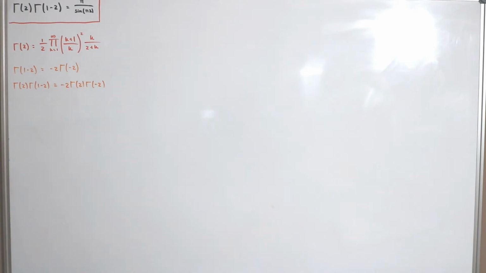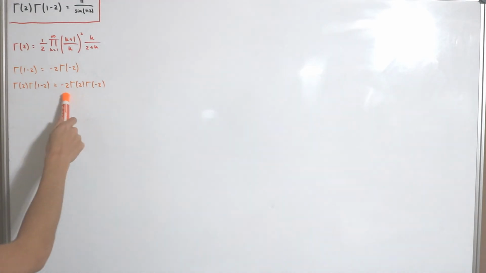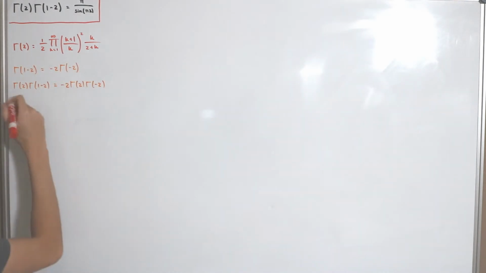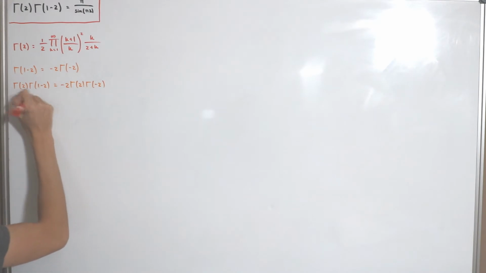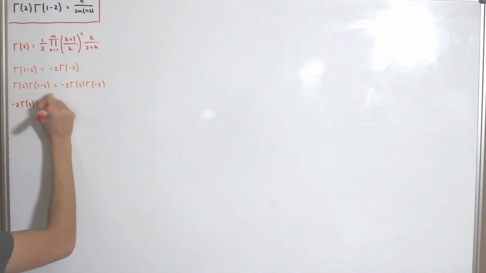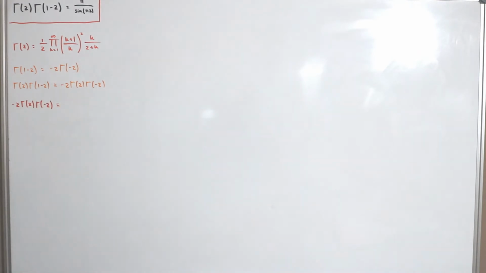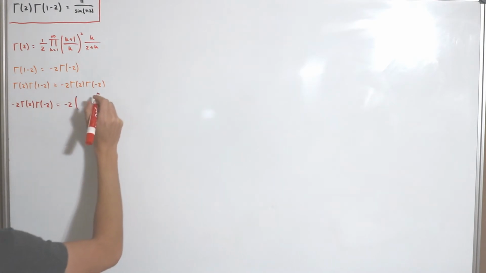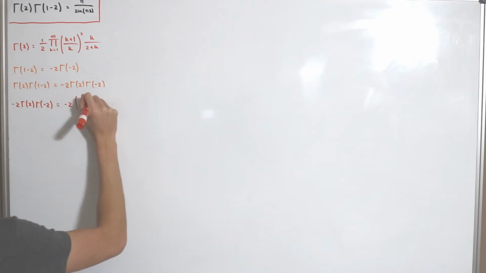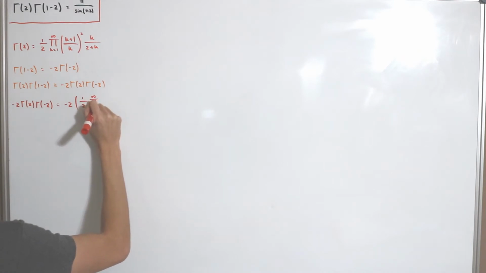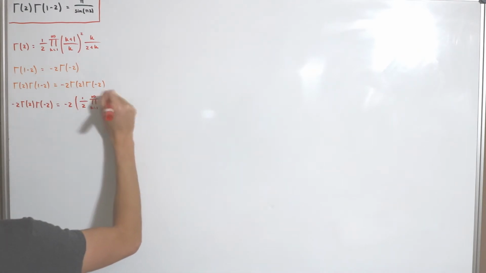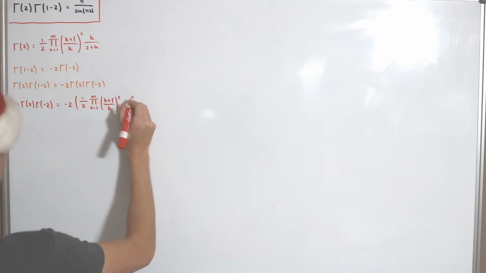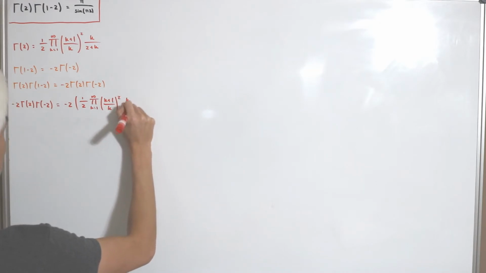Okay, so now let's just focus on this expression here. So let's rewrite negative z gamma of z multiplied by gamma of negative z. If we write this in terms of our product series, then this is defined as follows. It's negative z multiplied by 1 over z, the product from k equals 1 to infinity of (k plus 1 divided by k) to the power z multiplied by k divided by z plus k.